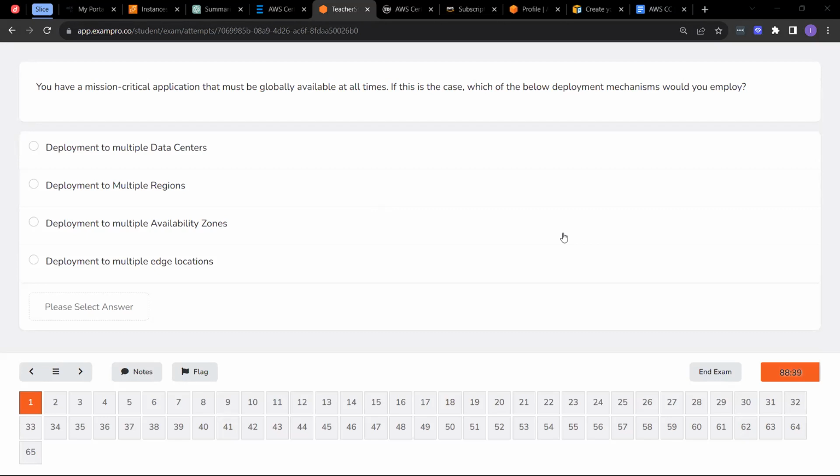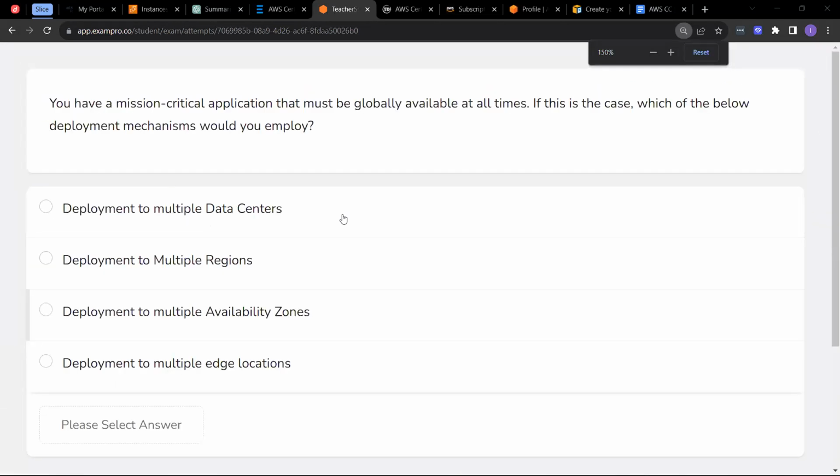So somebody says 3, deployment to multiple availability zones. Guys, type your answer. Sita also says 3. Interesting. I want to see more answers. Okay, Sita has changed her answer. Ellie says 2, multiple regions. David also says 2. Abdullah says 2.